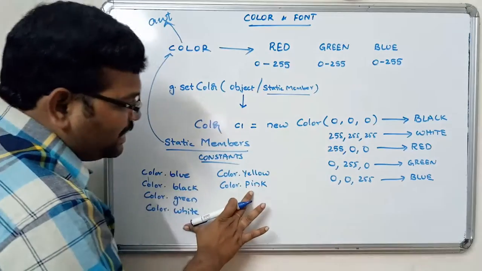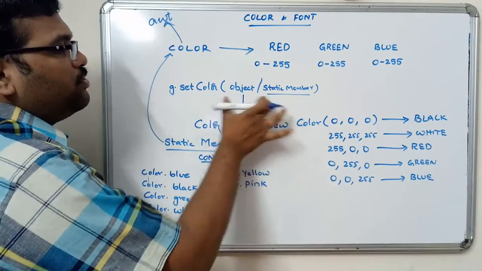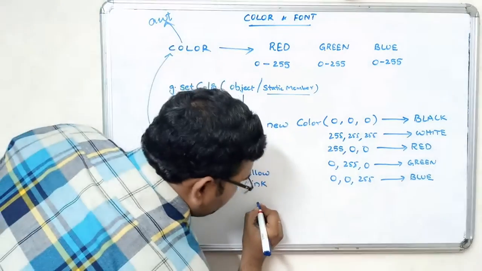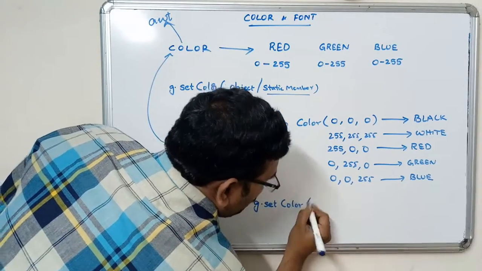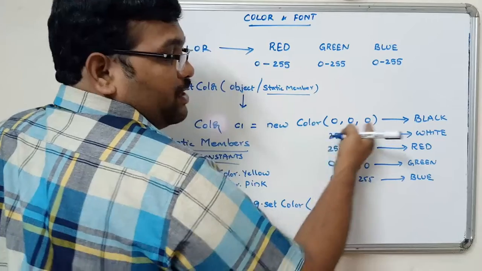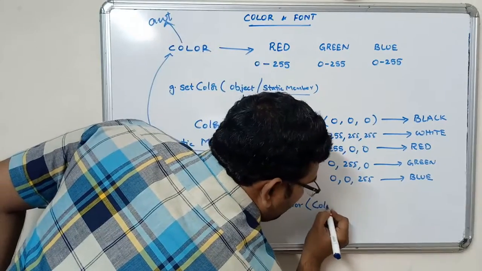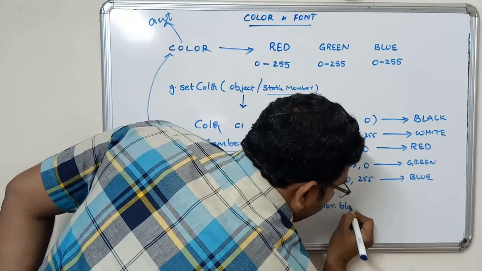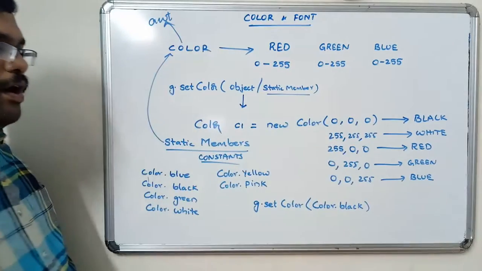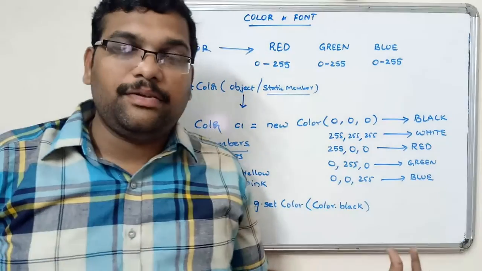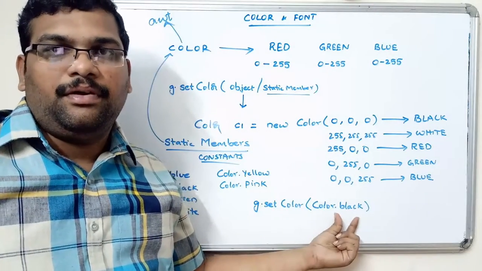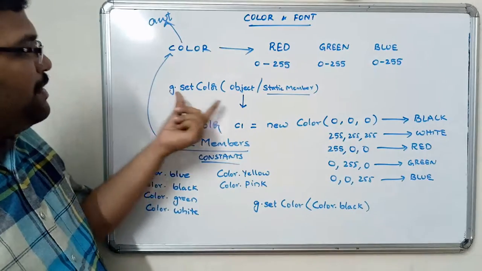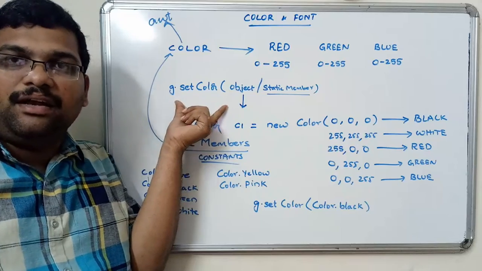Now we can pass this as a parameter to the setColor method. So g.setColor, instead of giving this one, we can write Color.black. Automatically the font text will be set as color black, right? So this is the method for setting the color for the text.